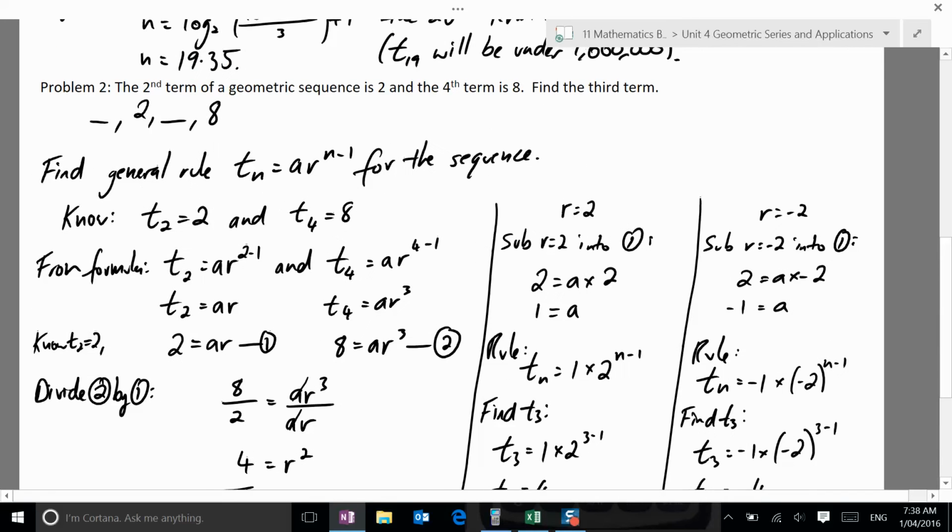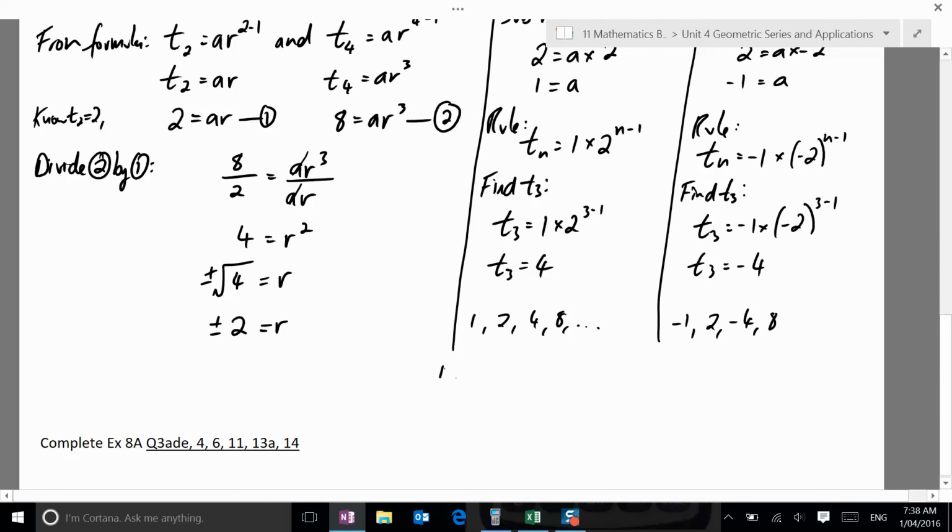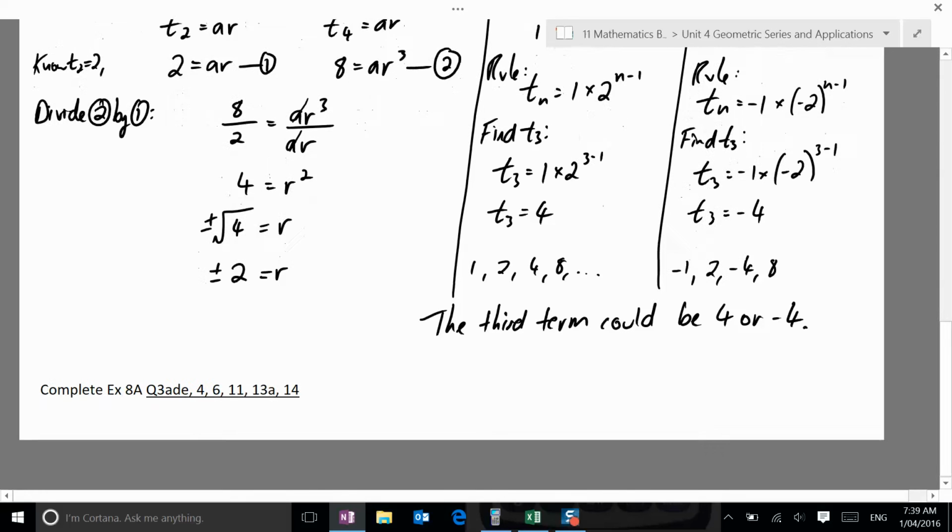So find the third term. The third term could be 4 or minus 4. And that's the reason why we can possibly get 2 solutions.